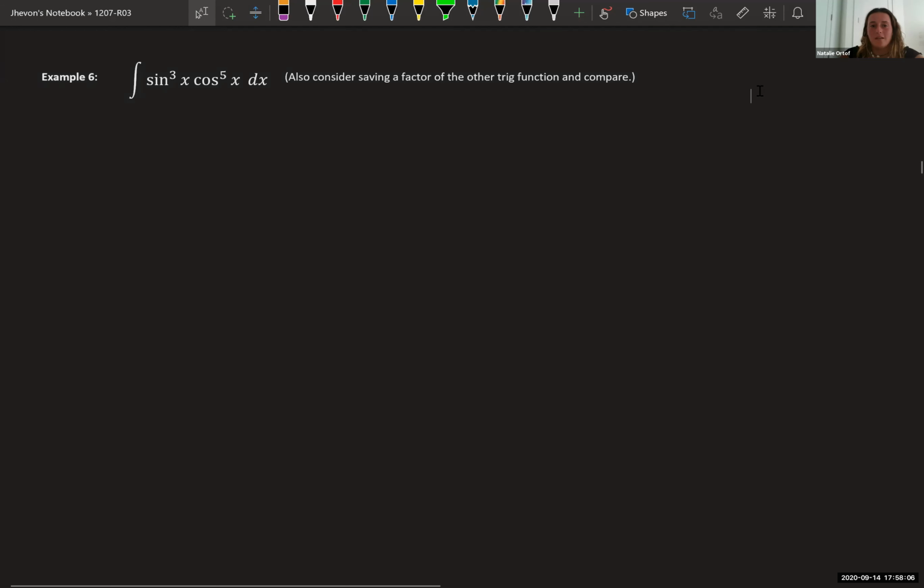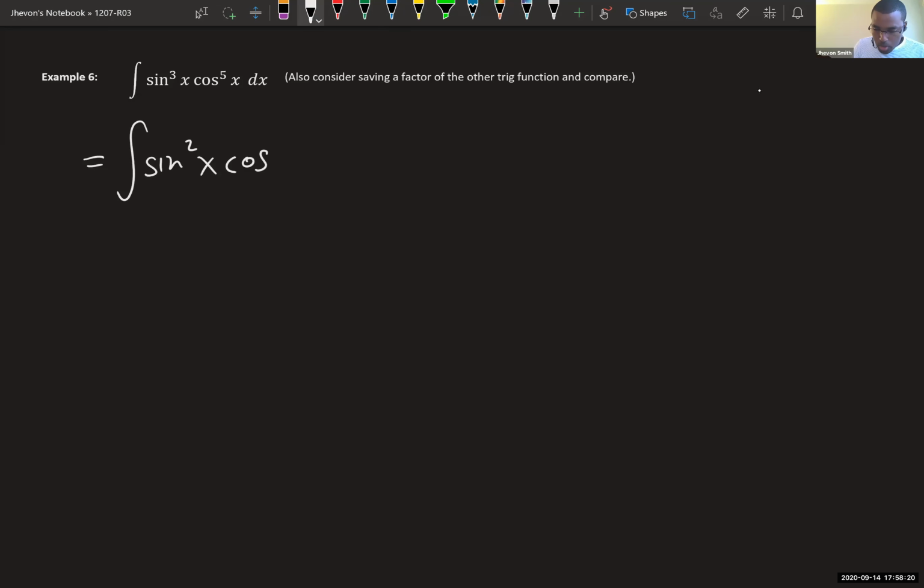That would be sine squared times cosine to the 5th x times sine x dx. Right, so we're going to save a factor of the sine because that's the one with the smaller power. So the sine cubed, I'm going to think of it as sine squared times sine. And that's what I mean here by save a factor.